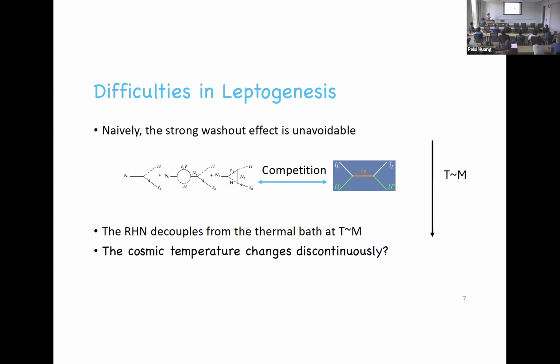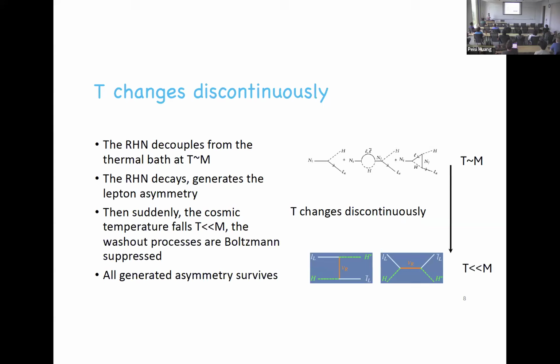So let's imagine the cosmic temperature can change discontinuously for a second. Then the story will be the following. At high temperature, the right-handed neutrinos are in thermal equilibrium. As the temperature falls, it decouples from the thermal bath when the temperature falls below its mass. Then the right-handed neutrino decays, generates the lepton asymmetry, and then suddenly the cosmic temperature changes to a temperature that is much below the mass of the right-handed neutrino. In that case, the washout processes are Boltzmann suppressed, so all the generated asymmetry will survive.